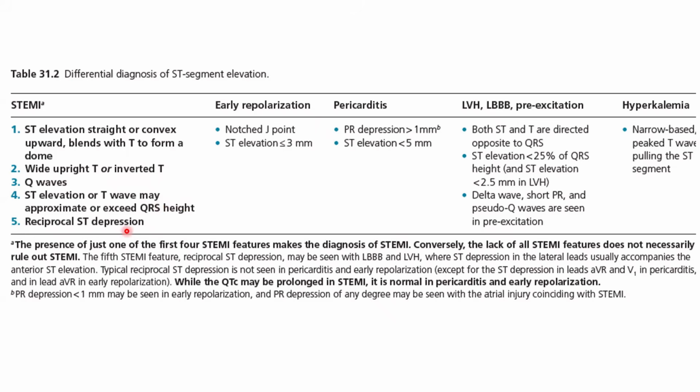Then you have reciprocal ST depression, which may be seen in LVH and left bundle branch block. When you have secondary repolarization abnormalities, you will have ST depression when QRS is upright and ST elevation when QRS is down. So that may mimic reciprocal ST depression.